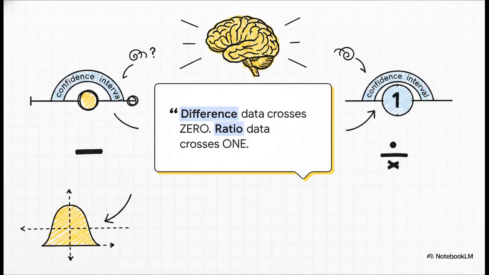Seriously, write this down or repeat it out loud right now. Difference data crosses 0, ratio data crosses 1. It is that simple. If the confidence interval crosses its respective magic number, then the result actively includes the possibility of a total no effect. And if no effect is literally sitting inside your interval, well, your result is not statistically significant.